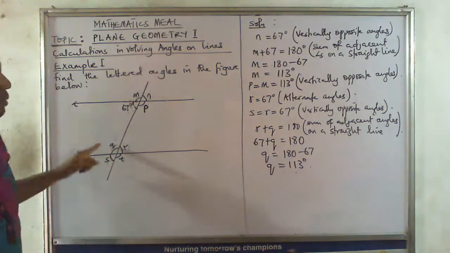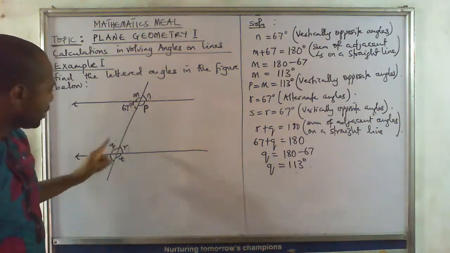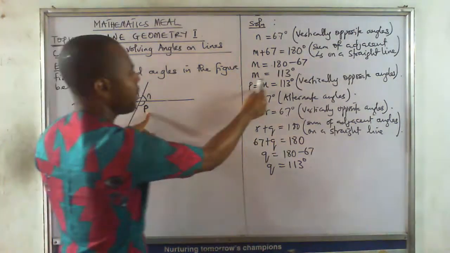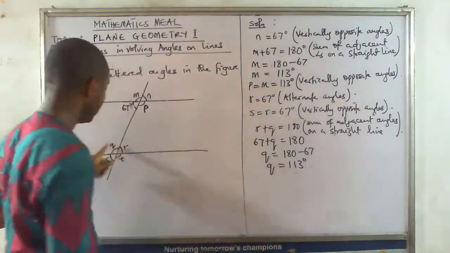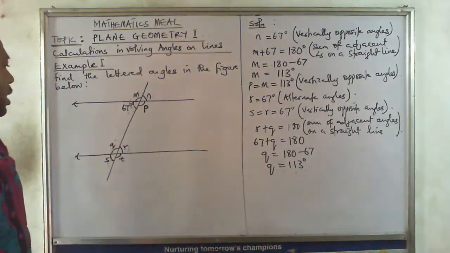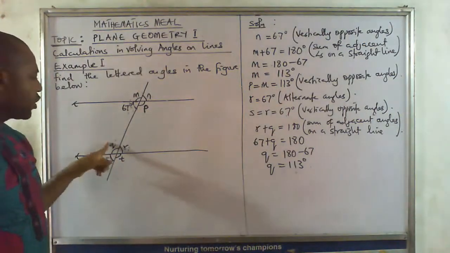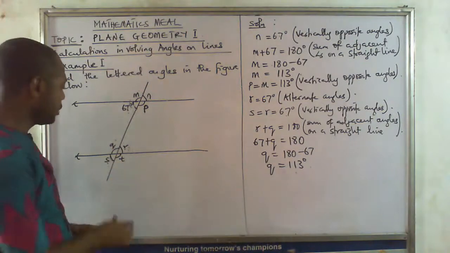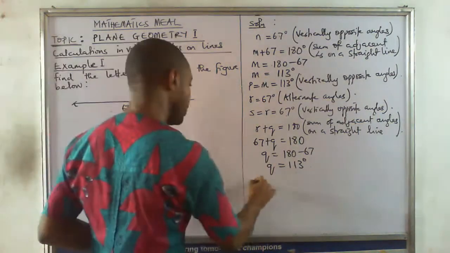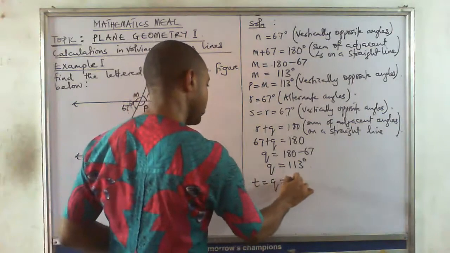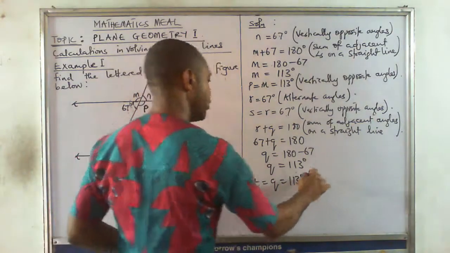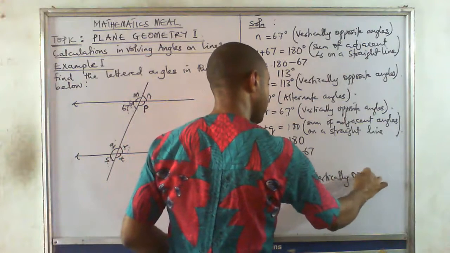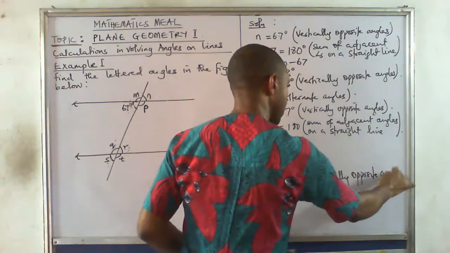Another person may say, let's find it using alternate angles between P and Q. Q is alternate to P. And if you look at P again, P is 113. So you still see it's going to be 113. And now that I have found Q, I can find T because Q and T are vertically opposite angles. So they will be equal. So T will be equal to Q, which is 113 degrees. Reason: they are vertically opposite angles.